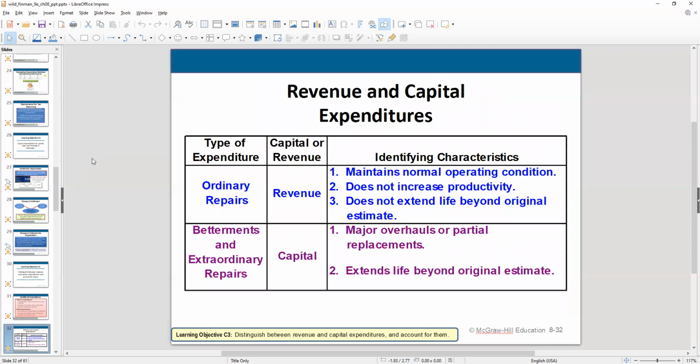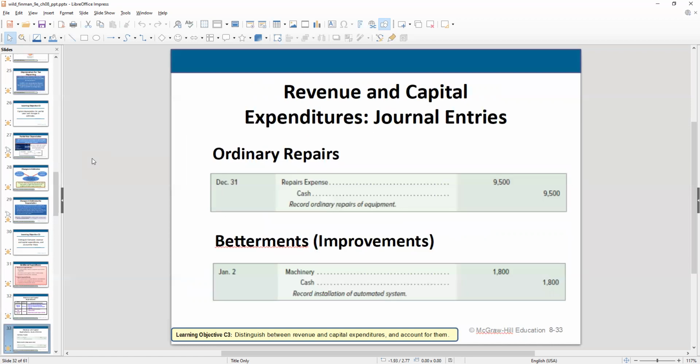And this particular slide just describes what I just did: ordinary repairs versus betterments. That's the word I was looking for, and extraordinary repairs. So you have the revenue expenses, and then you have the capitalization of those other items. So this is how we set it up as a journal entry. You can see that your journal entry on the repairs is going to be a debit to repair expense, credit to cash.